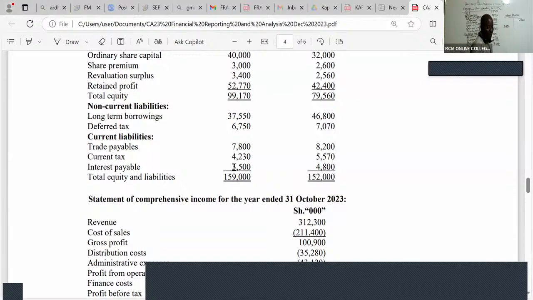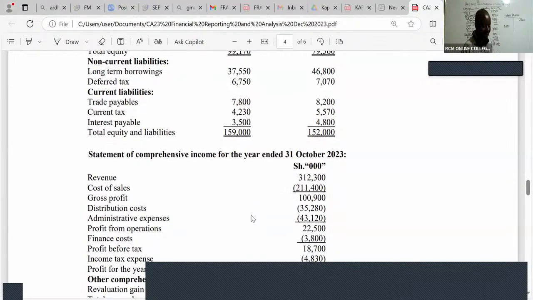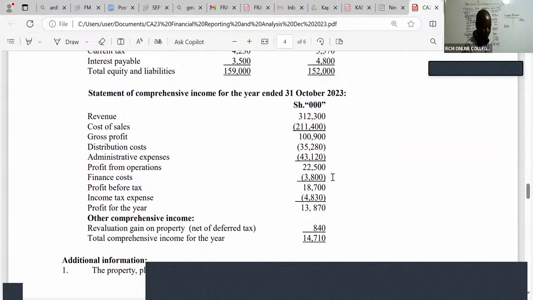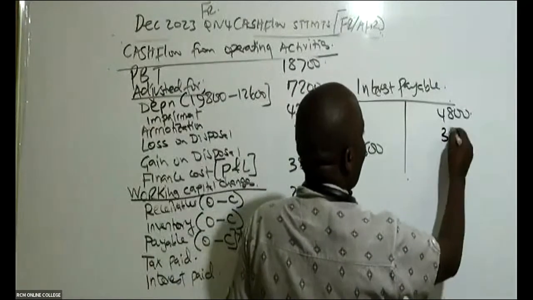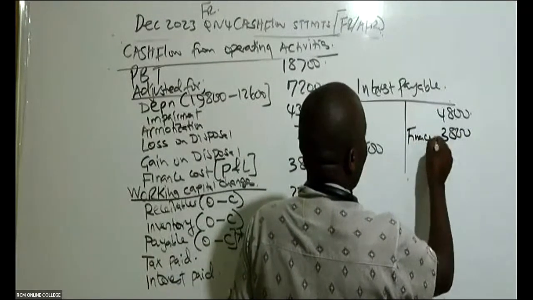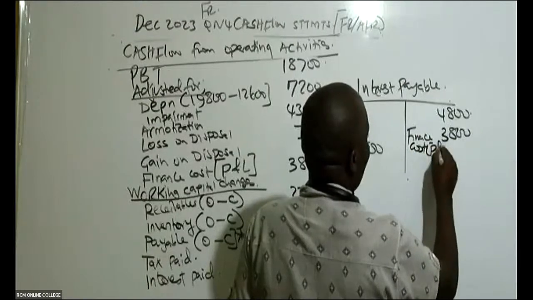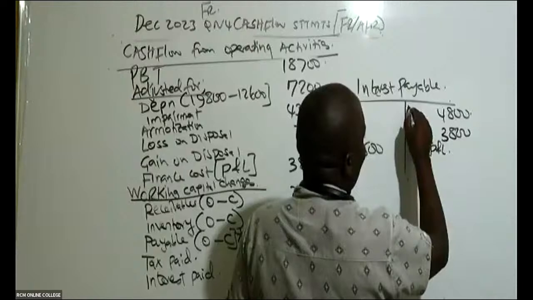Very easy. We ask ourselves, ladies and gentlemen, whether during the year we had any interest expense in the income statement. So you come to the income statement and look for finance cost. Finance cost, in this case, I'm given a figure of 3,800. This is the interest expense for the year. So we have 3,800 here, from the P&L. That is it. This is the balance brought down.